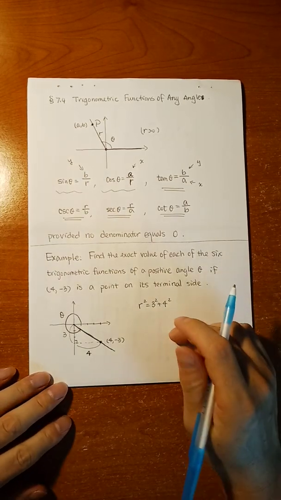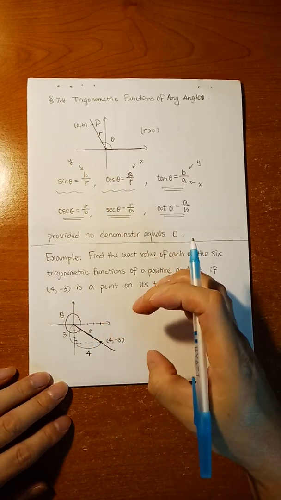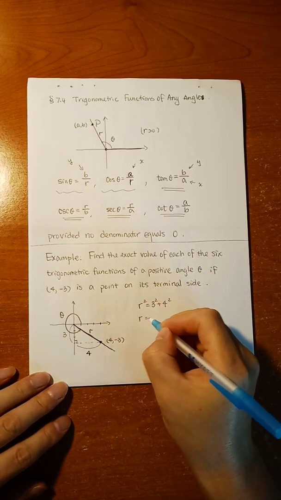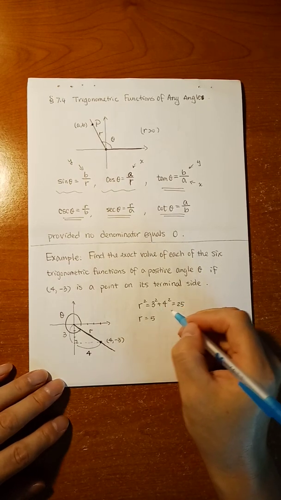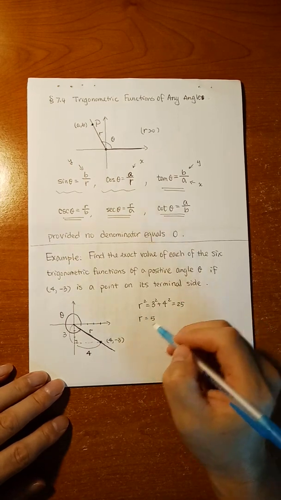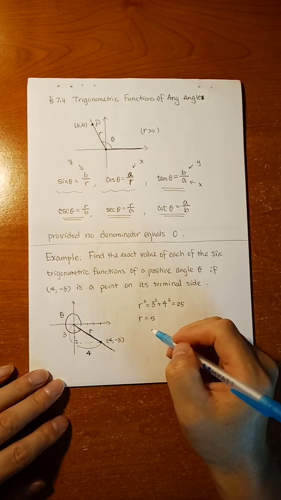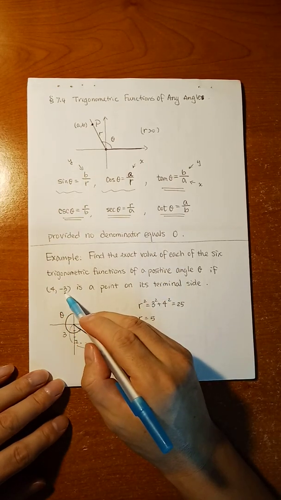Okay, so we get this relation, and r is the distance, so r is always positive. R is a 5. 3 squared is 9, 4 squared is 16, 9 plus 16 is 25. R squared is 25, r is 5. Okay, so we get r, a is 4, b is -3.